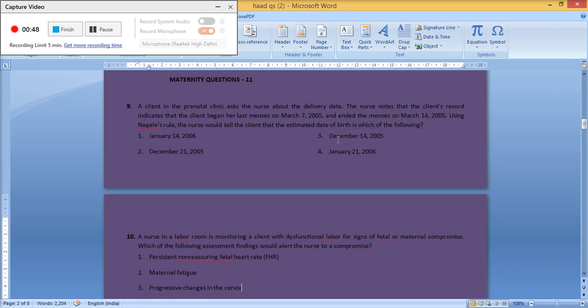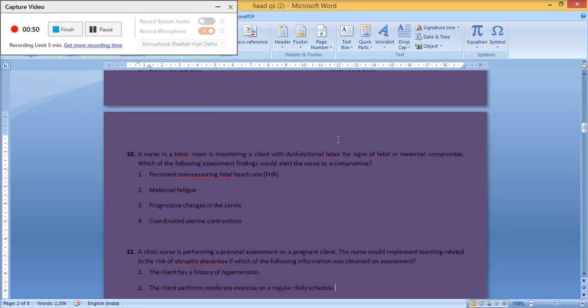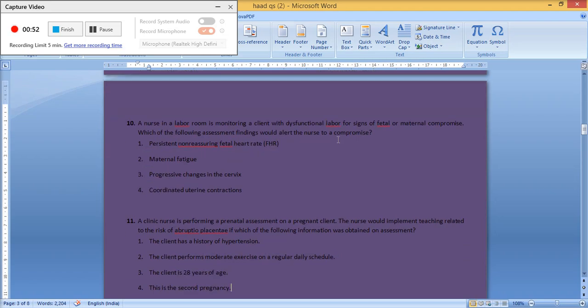10. A nurse in the labor room is monitoring a client with dysfunctional labor for signs of fetal or maternal compromise. Which of the following assessment findings would alert the nurse to compromise? 1. Persistent non-reassuring fetal heart rate. 2. Maternal fatigue. 3. Progressive changes in the cervix. 4. Coordinated uterine contractions. The correct answer is 1. Persistent non-reassuring fetal heart rate.